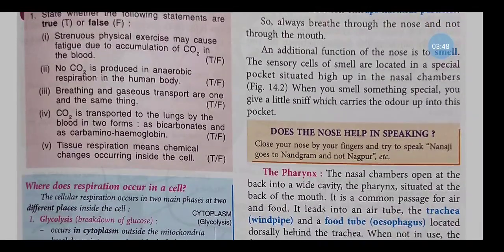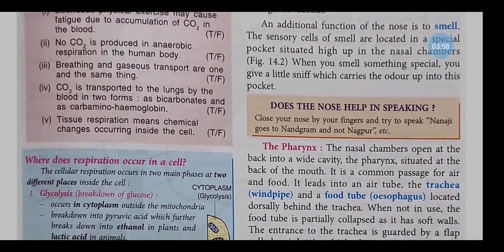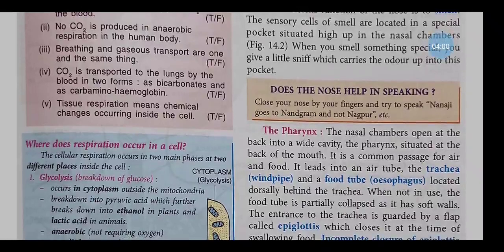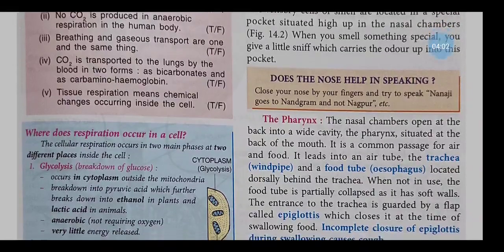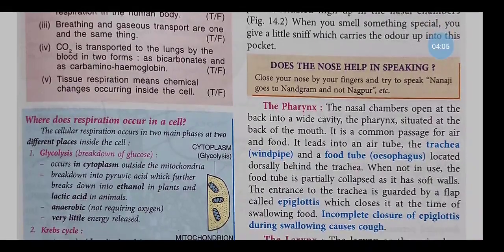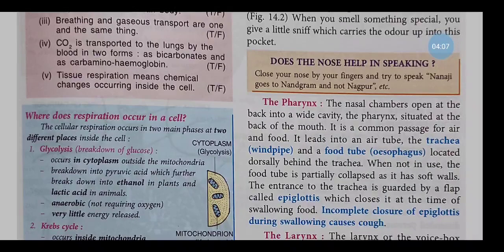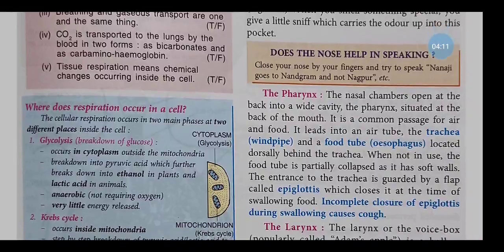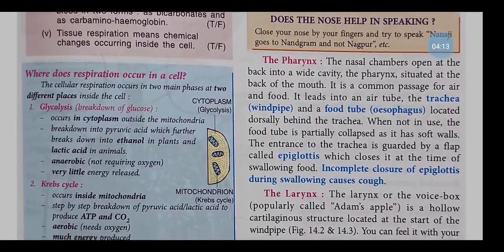The sensory organs of smell are located in a special pocket situated high up in the nasal chamber, with the help of which you are able to smell something. Right? Your nose also helps you in speaking, because some words you speak with the help of your nose. Right? Now let's come to the pharynx.